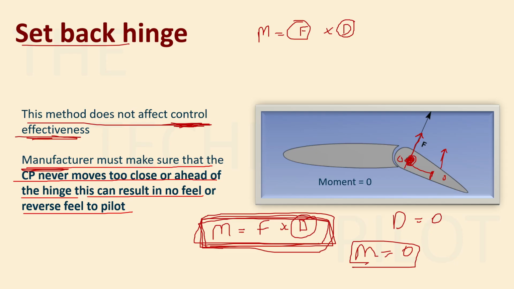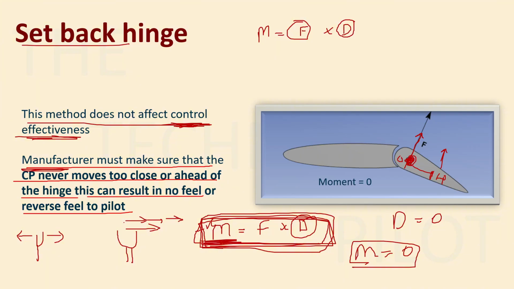And yes, if it moves ahead of the hinge line, then the distance will come out to be negative, and this will result in a negative moment. And if the moment is negative, then what will happen? You will feel reverse feeling, right? So when you pull the control column, in normal cases what is supposed to happen is that the control column will try to resist you, it will apply an opposite force. You will be resisted by this force, and this is a good thing if you have smaller forces. But if, for example, you are trying to pull the control column and the control column automatically starts to come towards you, this is a bad thing, right?